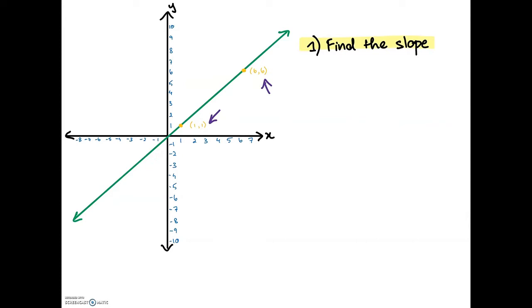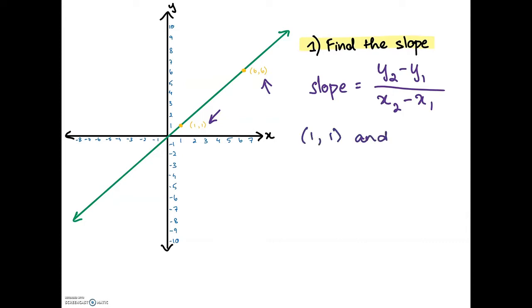The first step to finding the equation is finding the slope. The common formula for the slope is y2 minus y1 over x2 minus x1. To figure out which values are y1, which is y2, and so on, we're going to write down our two points. So we have the points (1, 1) and (6, 6). These are the two points we have from our graph.